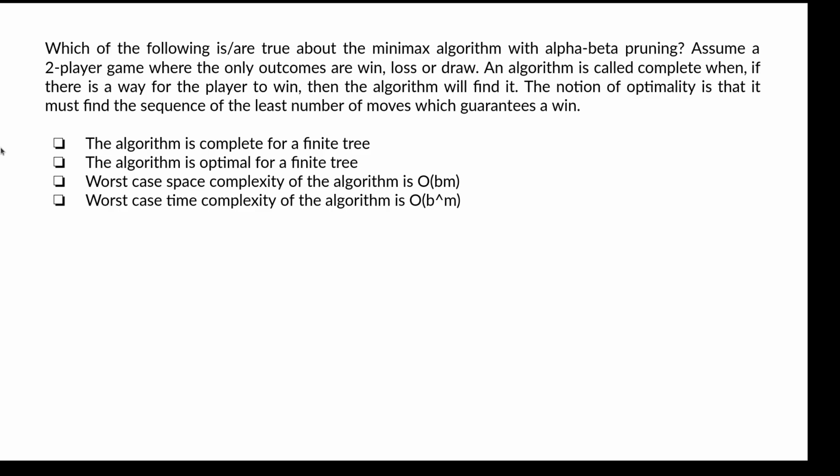So what is true about minimax with alpha beta pruning? Option A, the algorithm is complete for a finite tree. We already read, yes, it's true. B, the algorithm is optimal for a finite tree. C, worst case space complexity for the algorithm is O(bm). D, worst case time complexity for the algorithm is O(b^m). Out of these four, you have to see which are correct. So think about it.